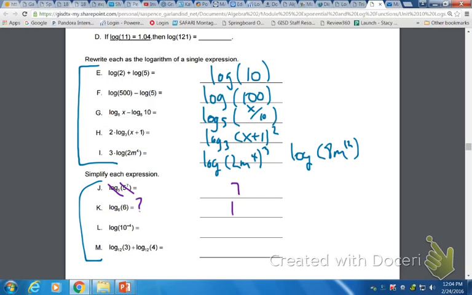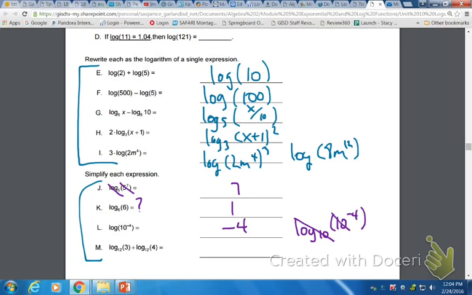Log base 10 of 10 to the negative 4. Let's look at that. What's the base of this one? 10. This is your common log. Be very careful on these. Log base 10 of 10 to the negative 4. So here's my inverses kicking in. I know this log base 10 cancels this base. And all I have left is my power, the negative 4. That's it. That's all we have.